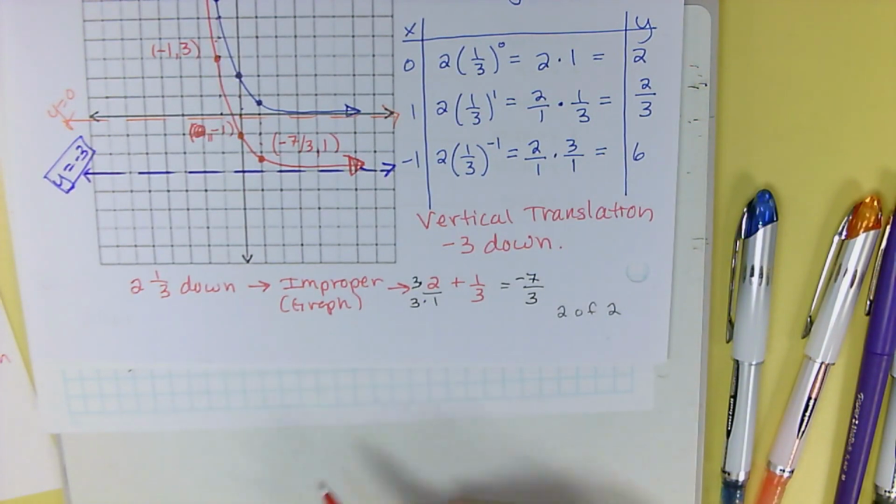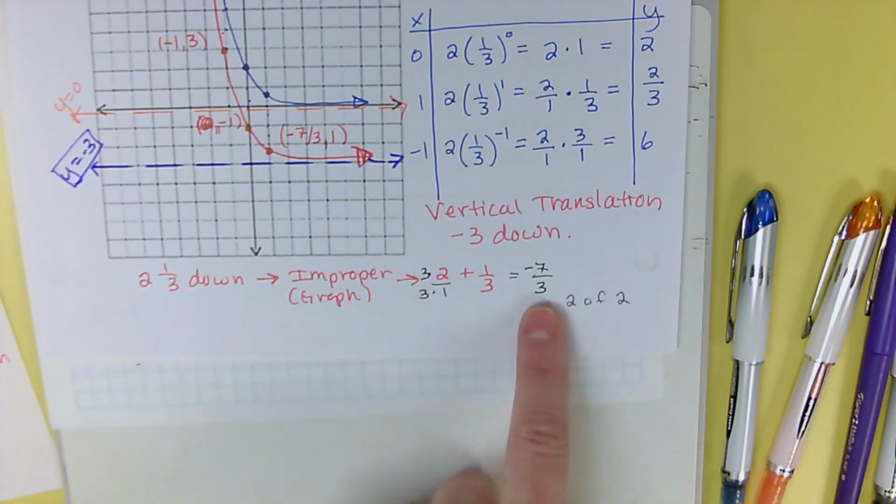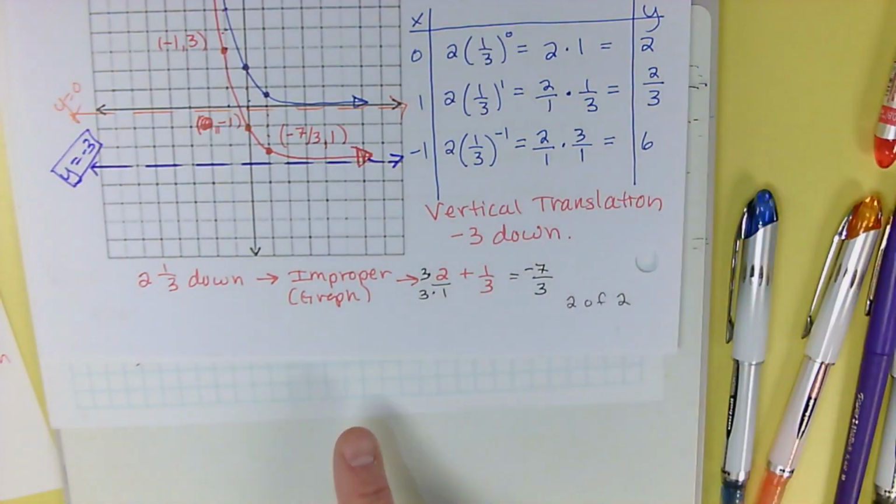Now, if you know the shortcut and you can remember it, use the shortcut. But if you can't remember the shortcut, just remember add the big number to the fraction and you've got it. That's, by the way, what the shortcut does. It adds the big number to the fraction.